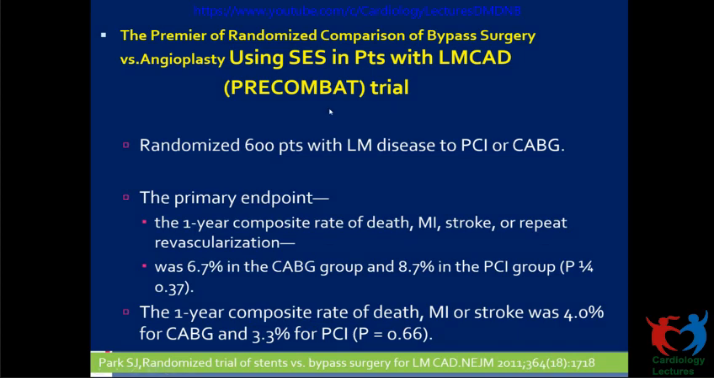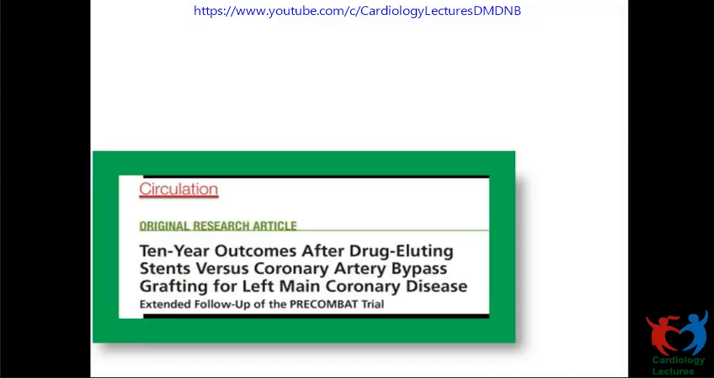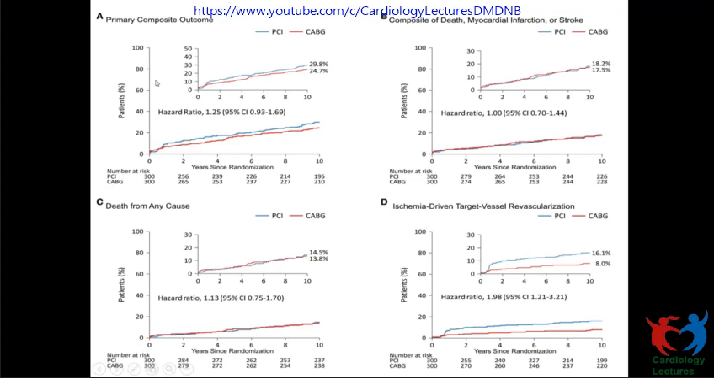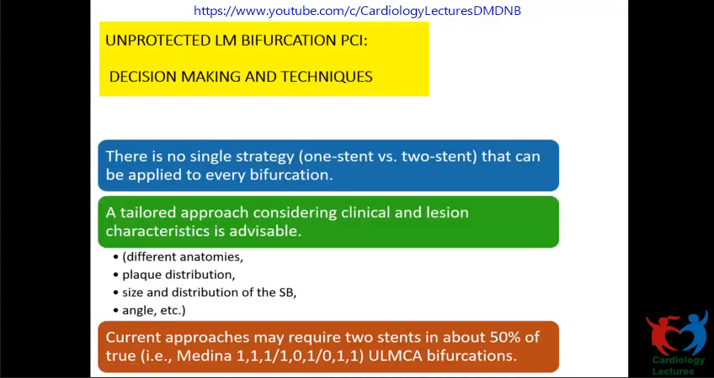So just a word about the PRECOMBAT trial, because its long-term data has come. It already showed that the 1-year composite rate of death, MI, stroke was statistically not significantly different. And we now have the 10-year outcome after drug-eluting stent, which showed clearly there is not much difference in the primary composite outcome at the end of 10 years. Death from any cause, no difference. Composite of death and MI, no difference. The only difference is ischemia-driven target vessel revascularization, which was, however, different since year 2. So, which is almost a known phenomenon.